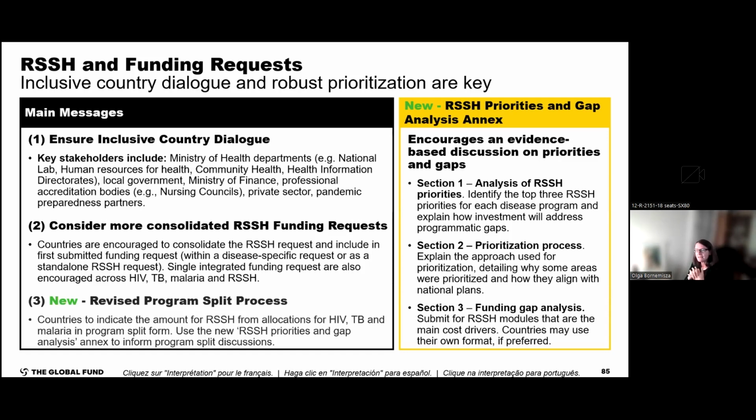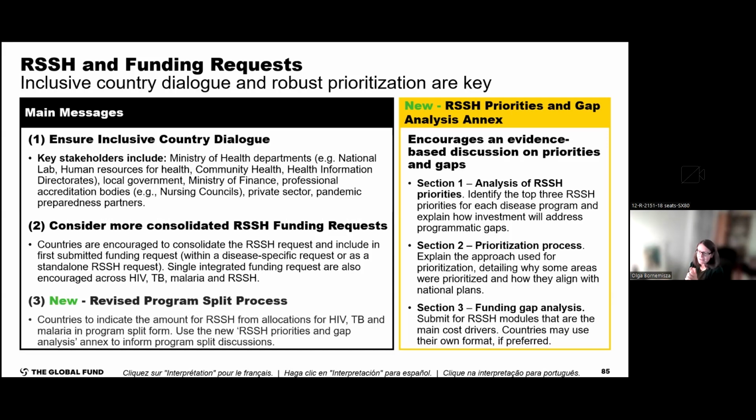The second area is really trying to consider more consolidated RSSH funding requests. The TRP continues to tell us that it's very hard for them to really judge the quality of the RSSH funding request when it's split between all the different funding requests. They really would like it to come together in one, and they'd really like it in the first submitted funding request. And it can be either within a disease-specific request or as a standalone RSSH request. For the few countries that have done it, they've really quite liked it. They found it very efficient to do one funding request. You don't have to do HIV, TB, and malaria separately. You can bring them all together. So that is allowed and encouraged for countries that might be interested in doing that.